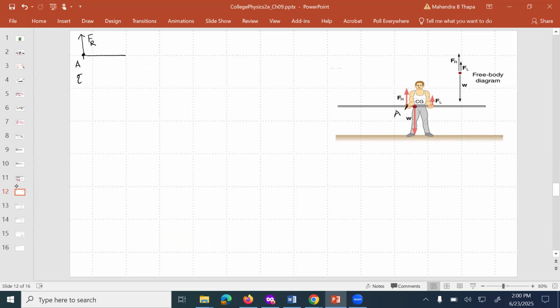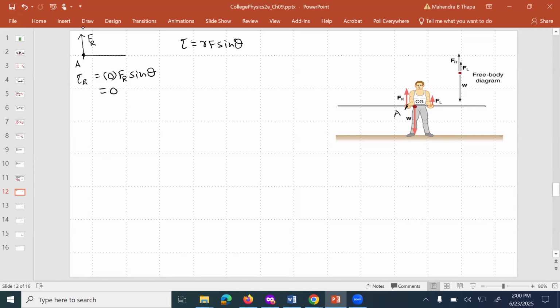So torque due to Fr will be, because the torque equation is tau equals R times F sine theta. For this case, the Fr force passes through this point origin, so this will be 0 times Fr sine theta, that gives you 0.